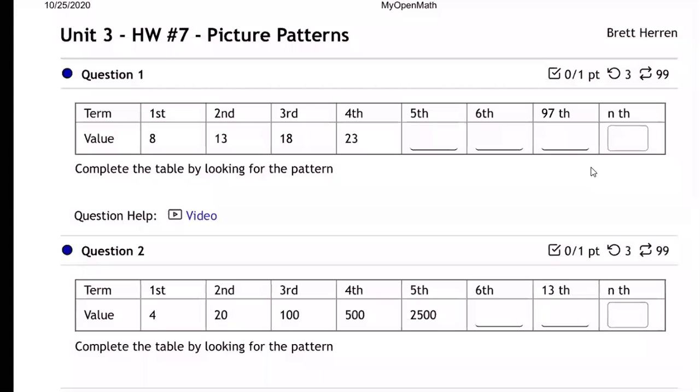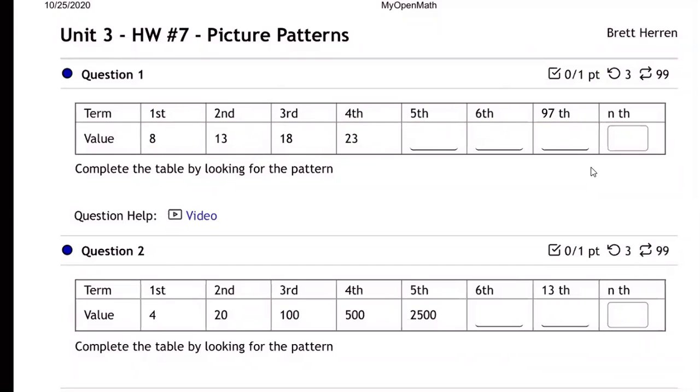Okay, so on this one, we're looking at a pattern in these numbers. So the first number is an 8, the second number is a 13, the third's an 18, the fourth is a 23. They want the fifth, the sixth, the 97, and the nth. So this is kind of challenging. We got to come up with a formula.